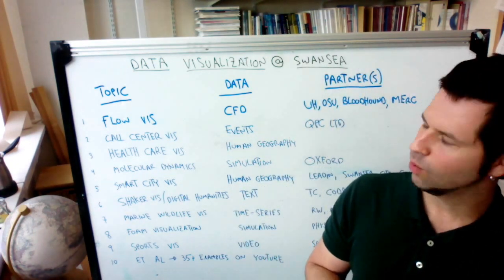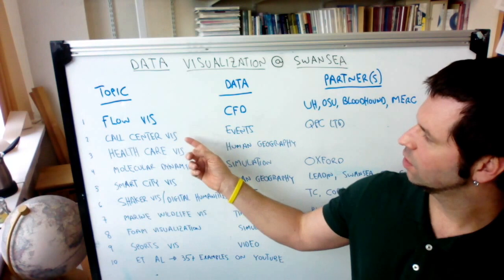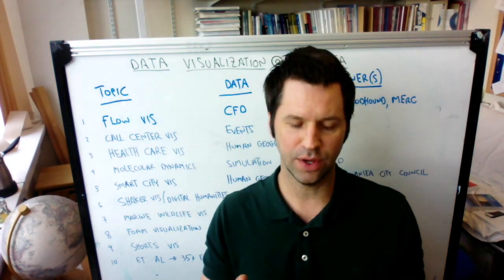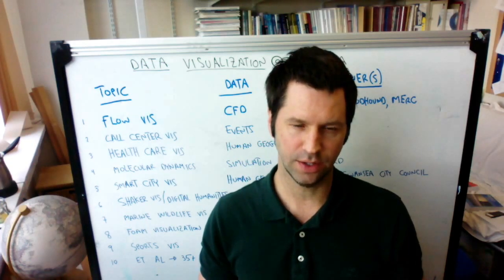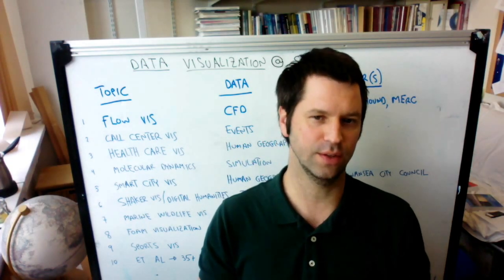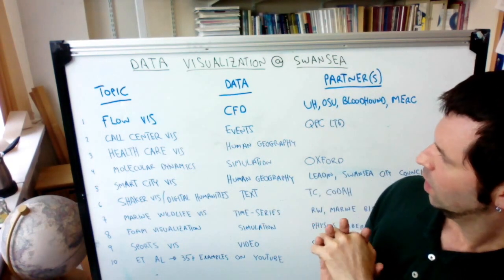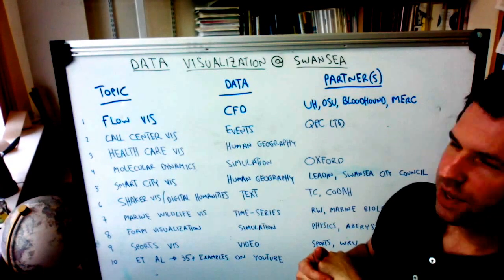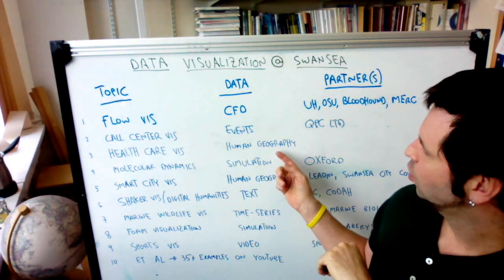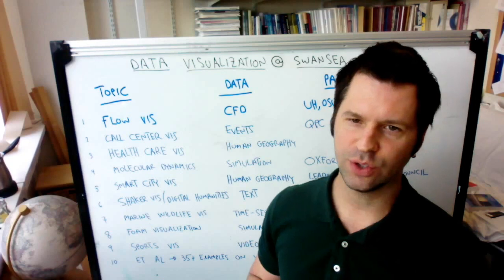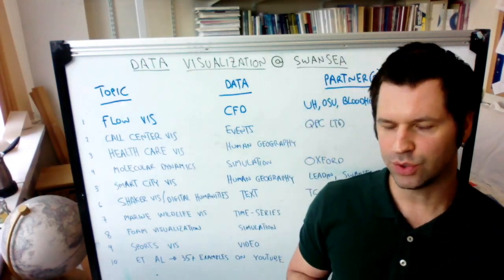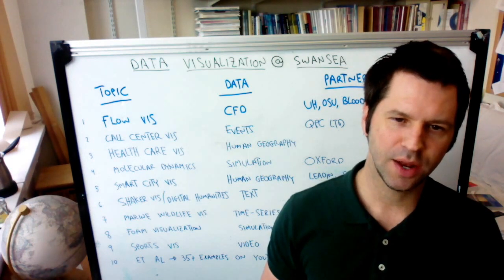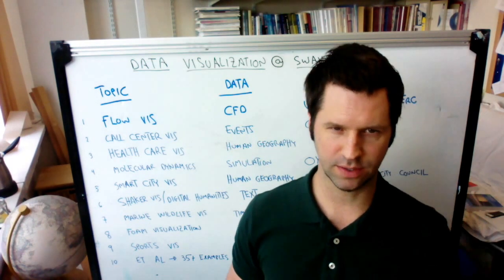So we're working on visualization solutions to describe the activity and study the behavior of events in call centers. We're working on a healthcare visualization project. In this case, I would describe the data as human geography data. I'm just using this term loosely to describe data about people and people in specific places.